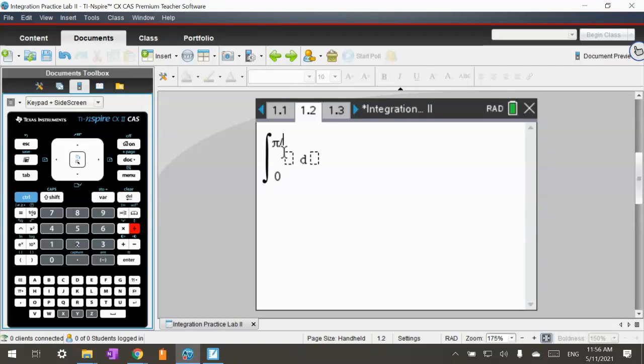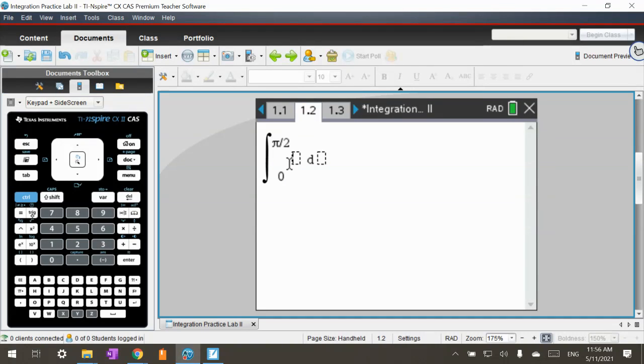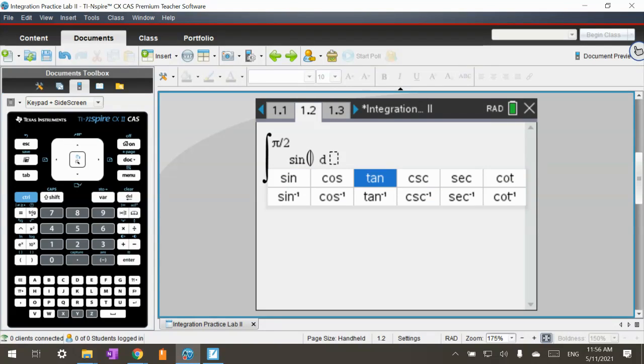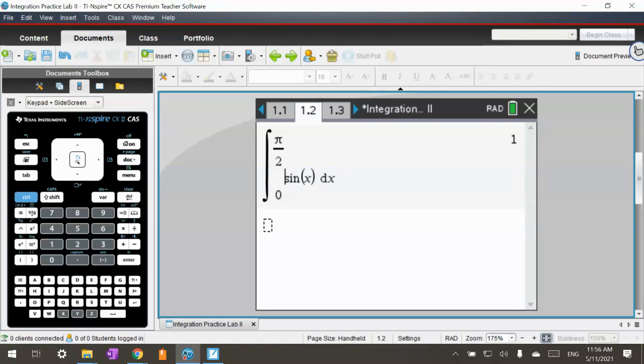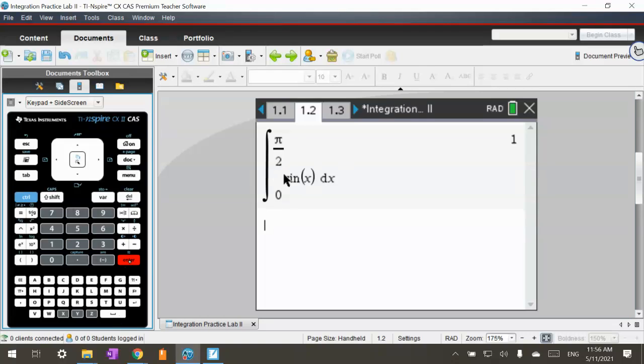Divided by 2 right here. And then here I'm going to put sine x. Escape. x and dx. And make sure you're in radians, and I hit enter. And I get 1, because I forgot the 2. So let's put the 2 here. My fault. Hit enter.